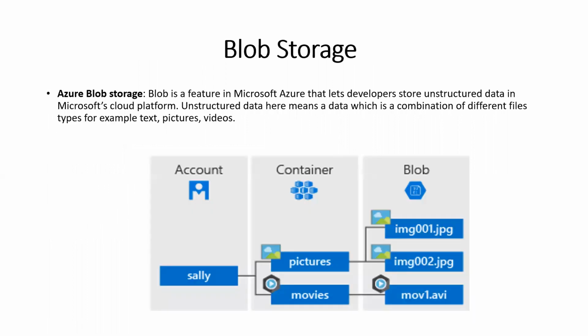The first one is blob storage. This feature is used to store unstructured data. Now, when we say unstructured data, what that means is the file types can be of different types. It can be images, it can be movies, it can be a text file, it can be a Word file. So when our file types are different, that's called unstructured data. So if a developer wants to store unstructured data on Azure, he's going to use Azure Blob Storage.